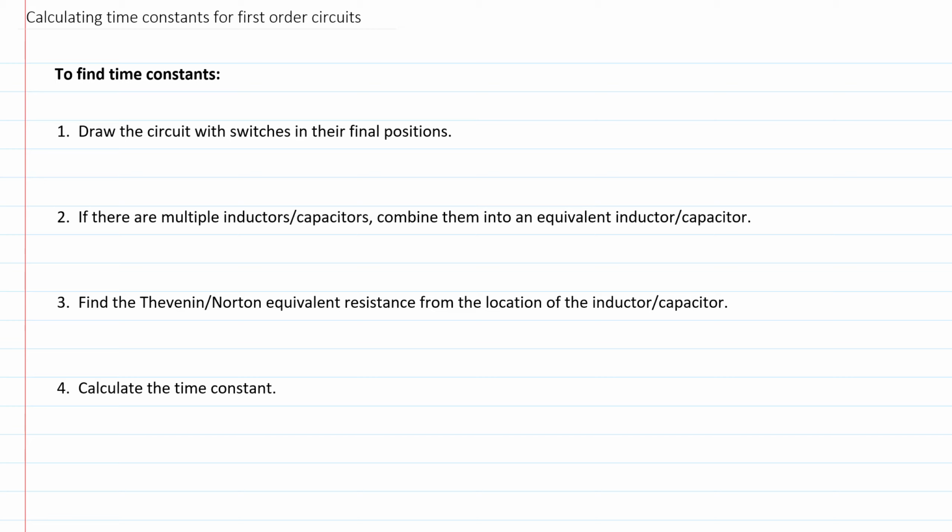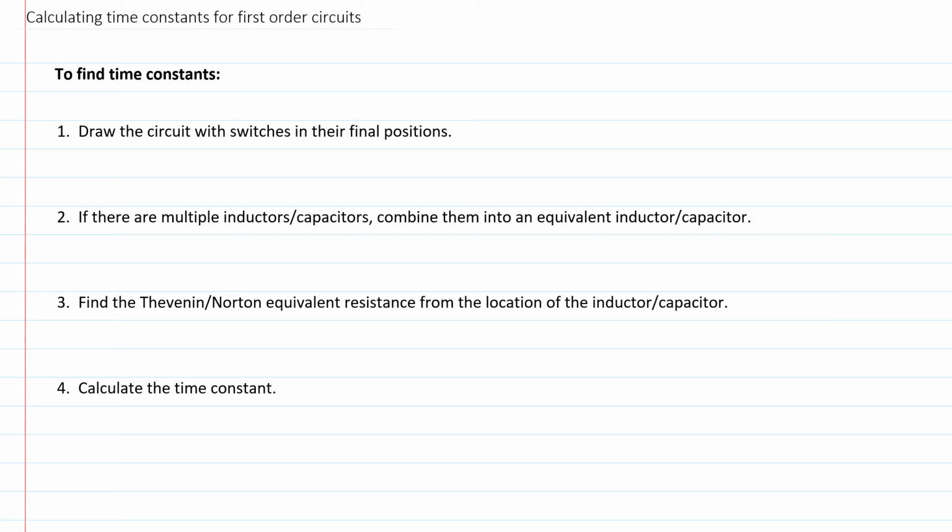So let's talk a little bit more about finding time constants for our first order circuits. We need to look at the circuit configuration in the final position, which is where the transient will take place. If we have multiple inductors or capacitors, then we need to combine them, series or parallel combinations, into a single equivalent inductor or an equivalent capacitor.